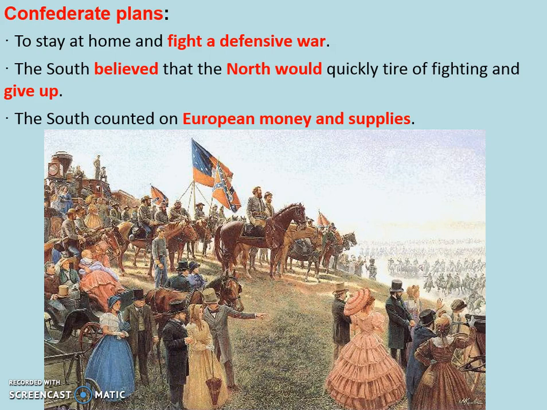and let them exist as a Confederacy. And also, just like the Americans during the Revolution, they were counting on European money and supplies. What they hoped was that Europe was so dependent upon their cotton that Europe would come to their aid in order to keep that cotton flowing from the South. That's what they hoped. That's not what happened.